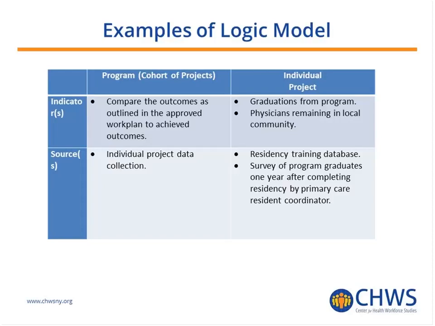So again, your logic models, examples, or indicators and sources are going to vary depending on what you've got. And again, we're talking about number of graduates. We could go to the residency program and ask who graduated. We can ask them if they track where their graduates go once they've finished, and we can use that to understand the outcome but not necessarily the impact.